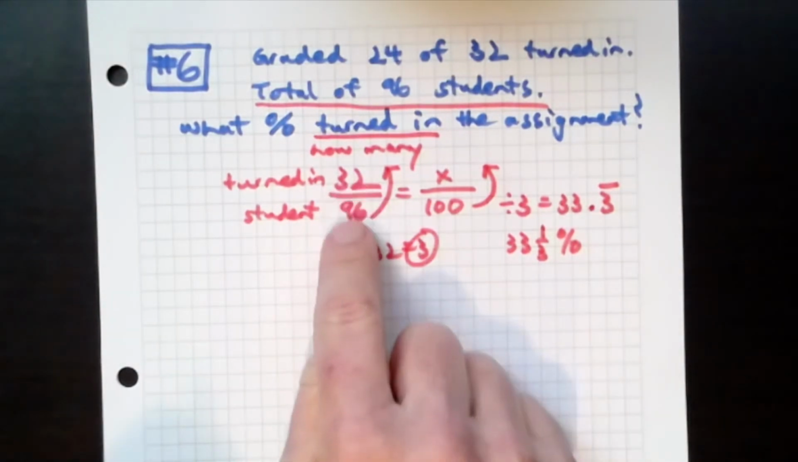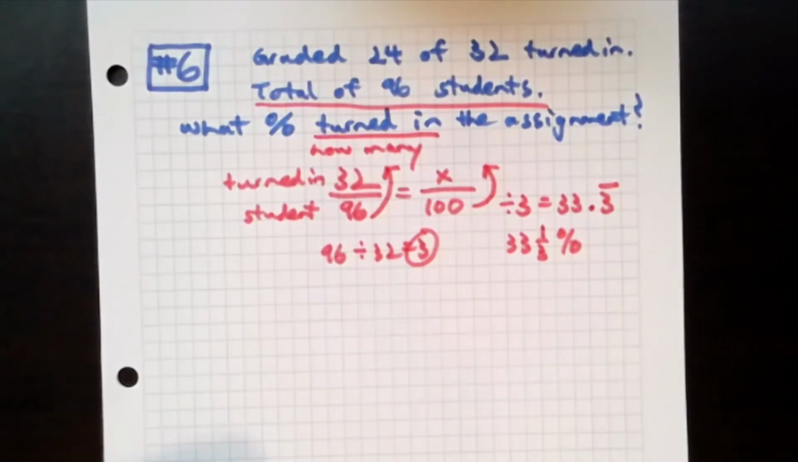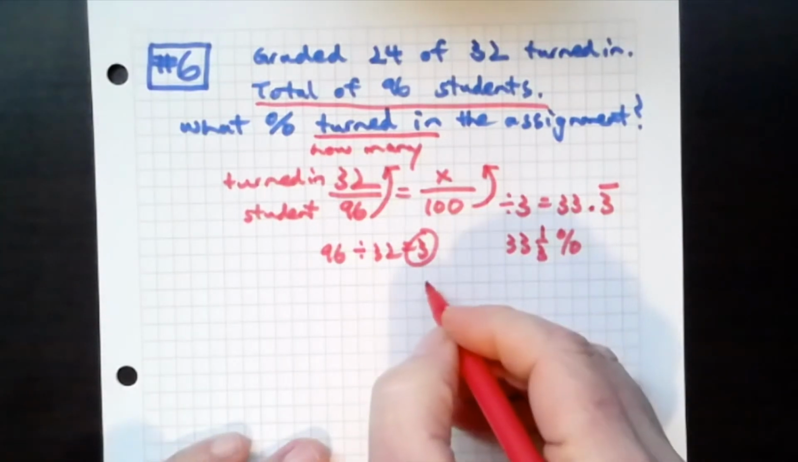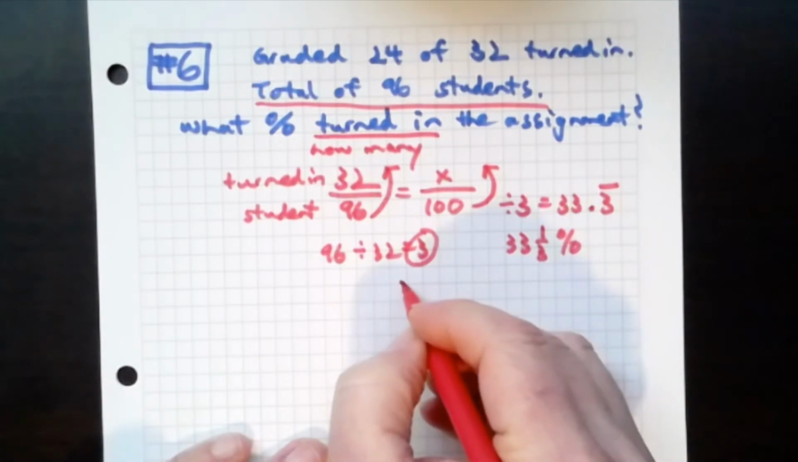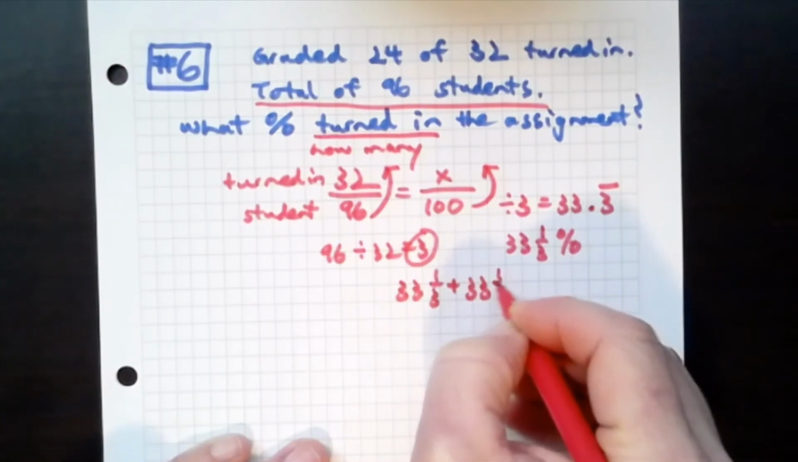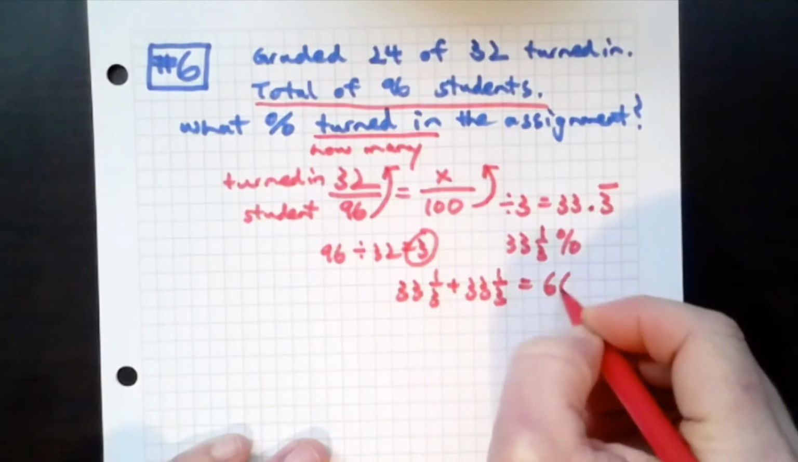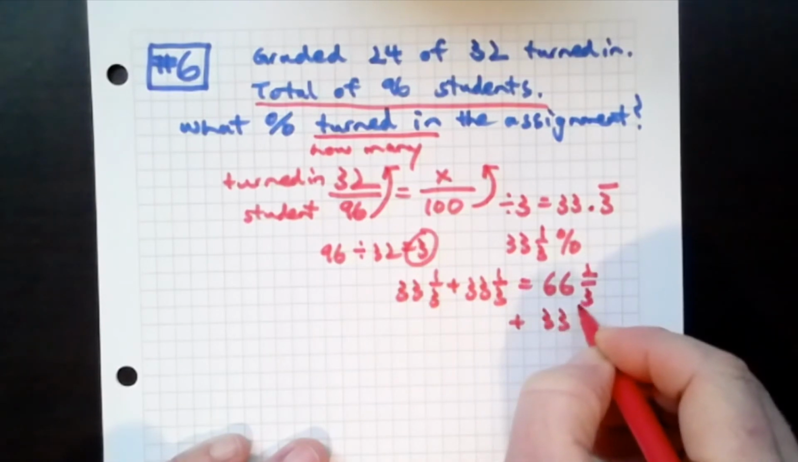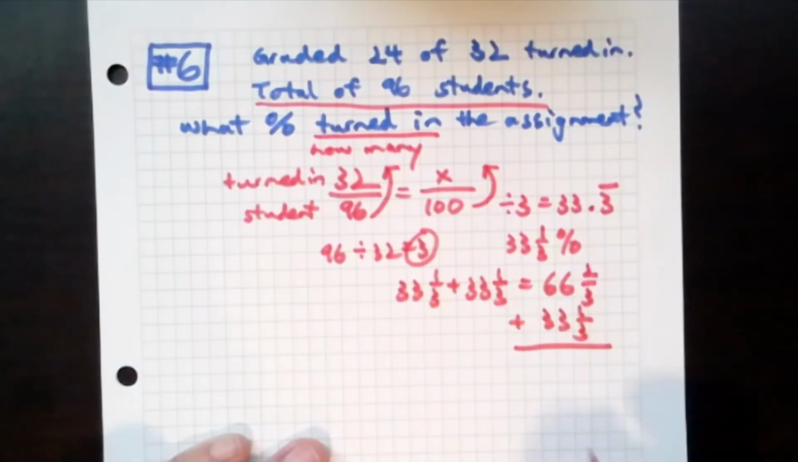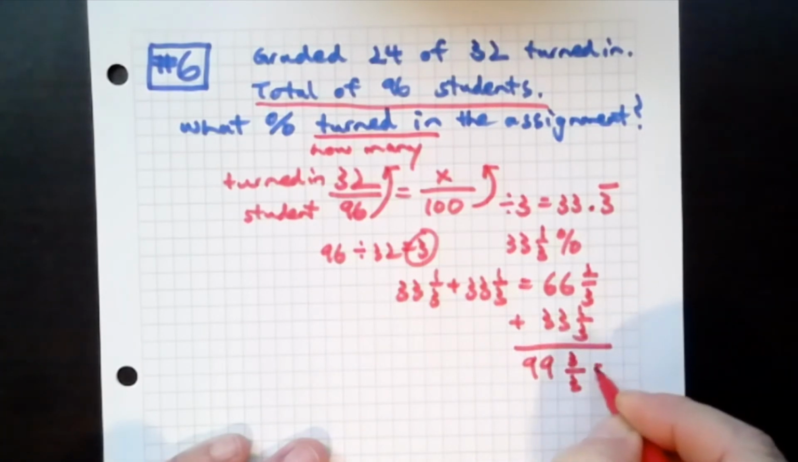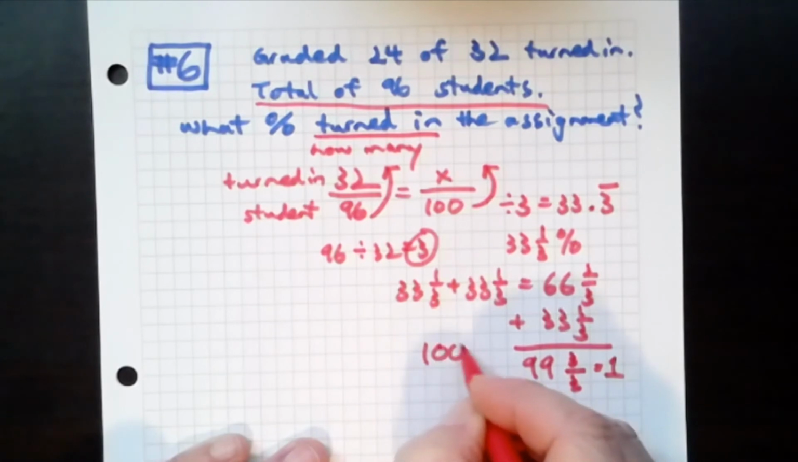So you could probably see this right away. If we simplify 32 over 96, it's 1/3. And so 1/3 of 100 is 33 1/3. We stick to the fractions because if I go 33 1/3, not decimals, I get 66 2/3. And then if I add one more 33 1/3, I get 99 3/3, which equals 1. So that gets me back to 100.